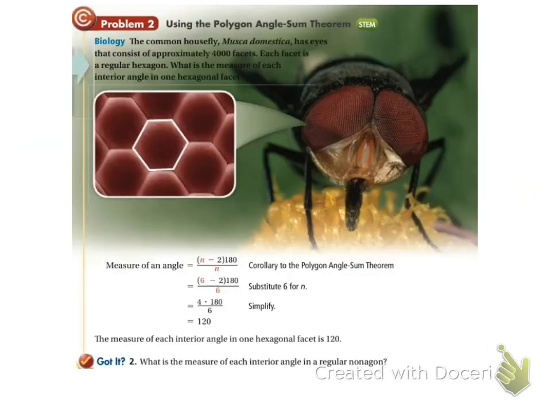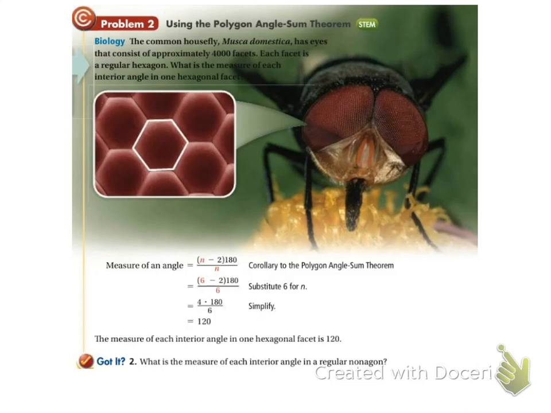Okay, look at this housefly. It says the common housefly, I can't pronounce what its actual name is, has eyes that consist of approximately 4,000 facets. Each facet is a regular hexagon. So a fly's eye is made up of 4,000 regular hexagons. So you can figure out the measure of each interior angle in one hexagonal facet. A hexagon has 6 sides, so we would use our equation, plug in 6, and each angle then is 120.